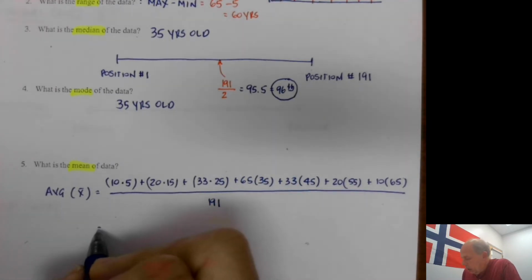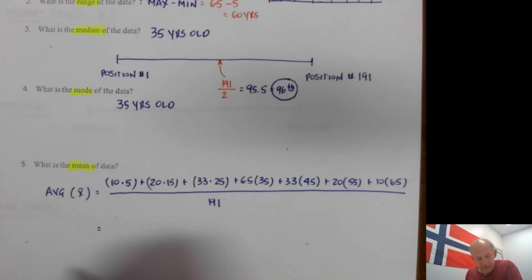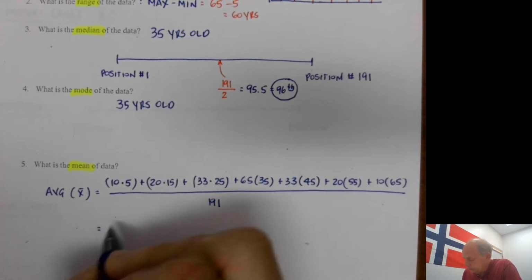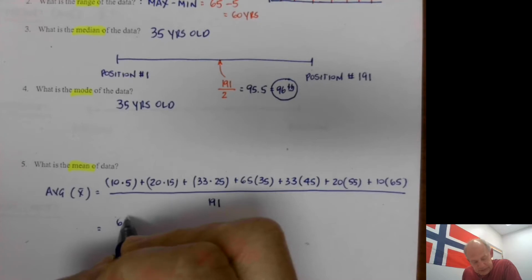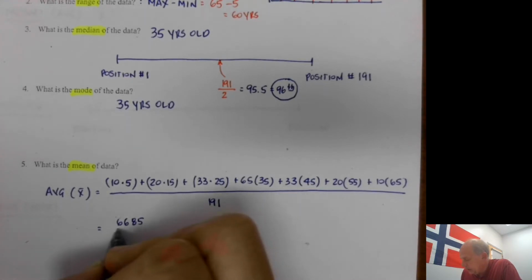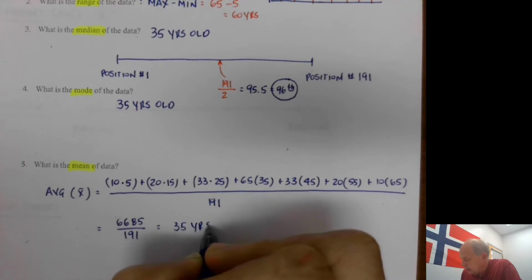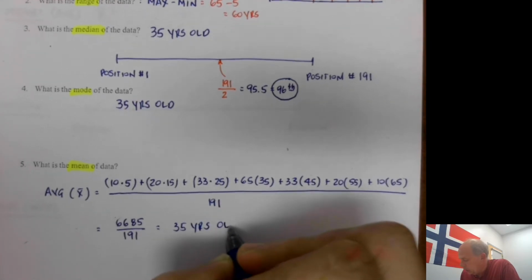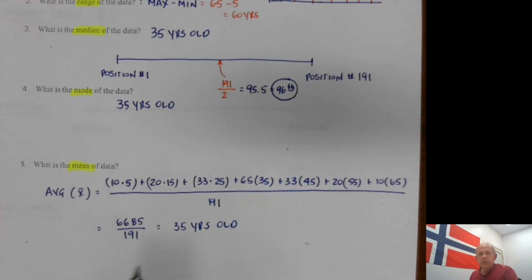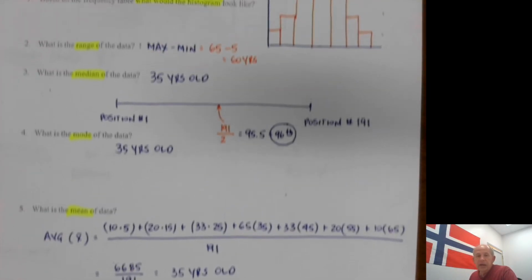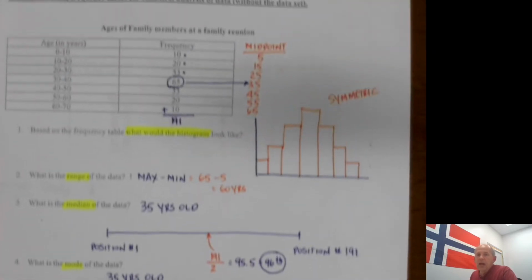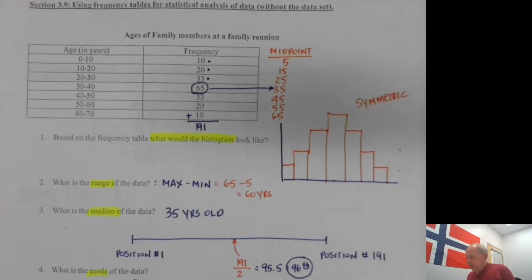So when I add all of those numbers up and divide by 191, I get 6685 divided by 191. My average is 35 years old. So the mean, the mode, the median, all were 35. That's sort of a characteristic of a symmetric histogram. My range was 60 years of age. I always used that midpoint.